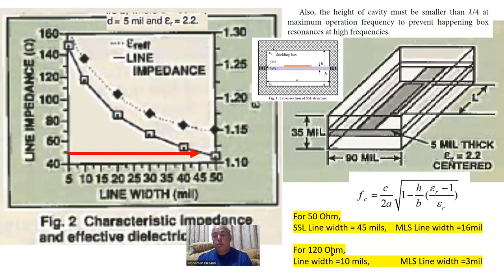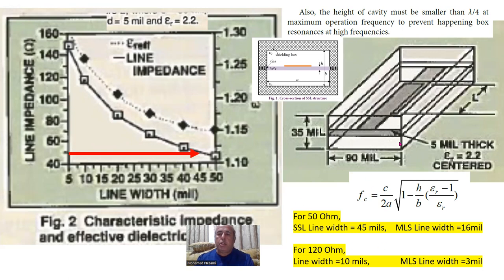Now for 120 ohm, that's a high impedance line. With this suspended line, you end up with 10 mils, whereas in microstrip lines, you end up with 3 mils. Now 3 mils is almost impossible to fabricate on these boards. So a lot of houses will probably want it to be 5, 6, 7 mils at minimum. Okay, so you can see that there is an advantage to this.